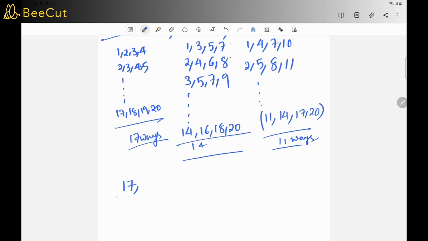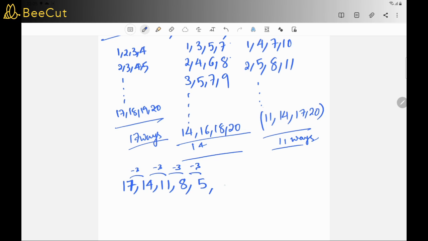So if the common difference was 1, 17 such sets can be formed. If the common difference is 2, 14 such sets are formed. And if the common difference is 3, 11 such sets are formed. If the common difference is 4, 8 such sets are formed, because there is a decrease of 3. So similarly, if the common difference is 5, 5 such sets are formed.